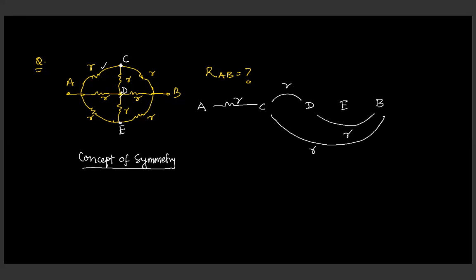In layman's language, symmetric circuits are those circuits that look alike from the input side as well as from the output side. If you see that this is the input side and this is the output side, the combinations look similar to each other. You can see that 3 resistors are connected here and 3 resistors are connected here. So we will be using the concept of symmetry to solve this kind of circuit. Before that, we should understand what types of symmetry there are and how to use them.